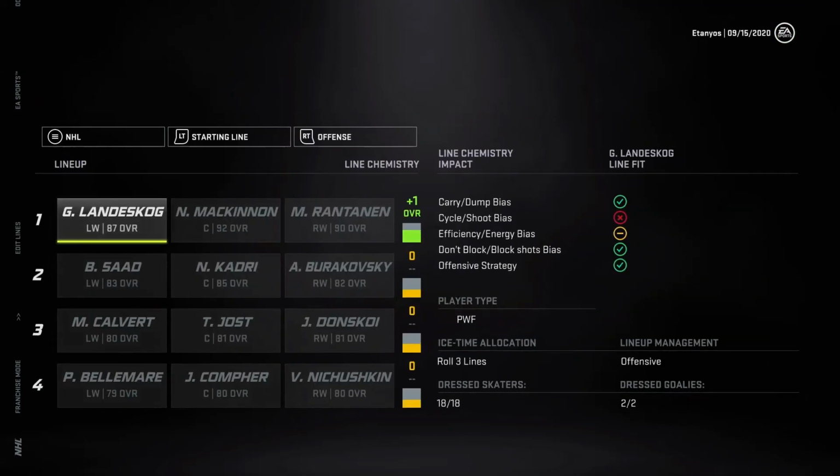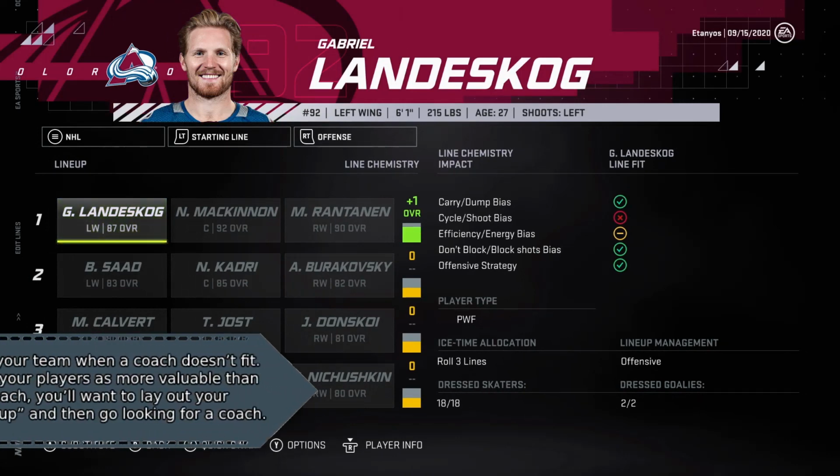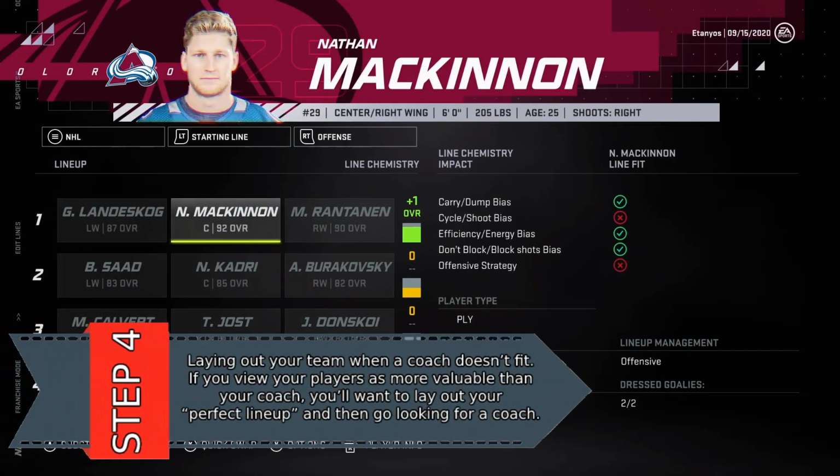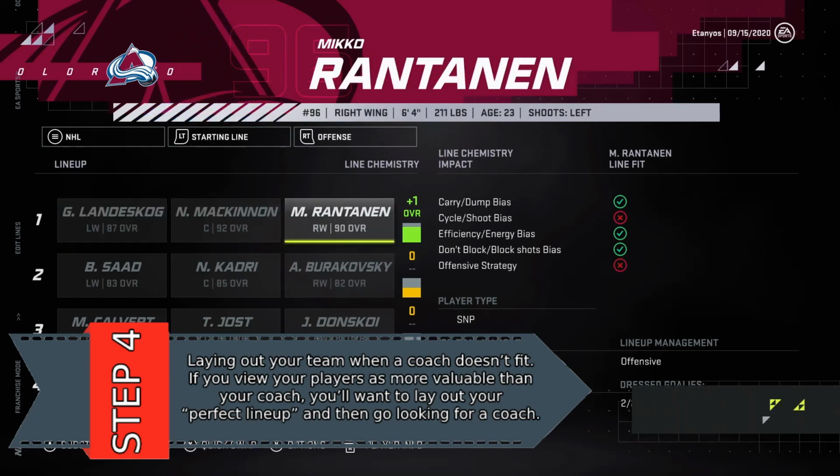Now we have to go through and lay out our team, not based on our current coach. We need to figure out who's staying, who's going, what we're going to do for trades, that kind of thing. So with Colorado, it should be pretty obvious that we aren't going to move a lot of players.